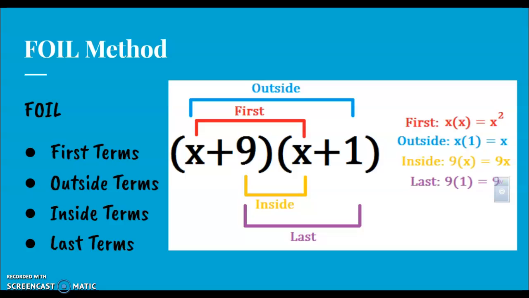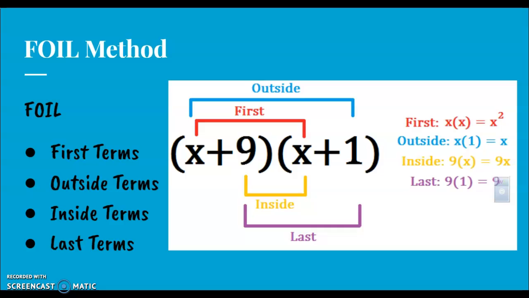So the first terms in this expression, if I had x plus 9 times x plus 1, the first terms in each binomial would be x and x. So I would simply multiply those, and that would give me x squared, as you see in red on the right. Next, I would do the outside terms, which would be x and positive 1. And x times 1 is just x, as you see on the right in blue. Then I would do the inside terms, so 9 times x, that would give me 9x. And the last terms would be 9 times 1.